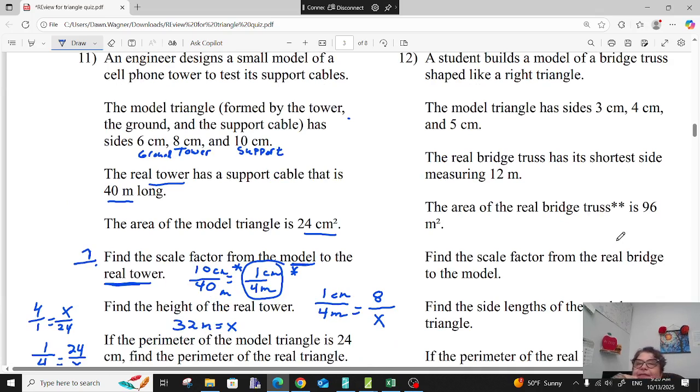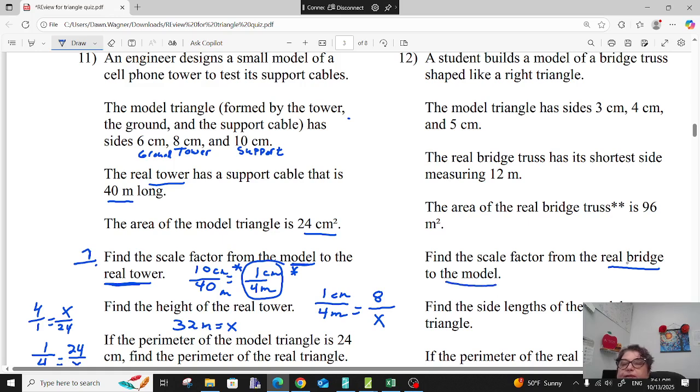A student builds a model of a bridge truss shaped like a right triangle. The model triangle has sides 3 centimeters, 4 centimeters, and 5 centimeters. The real bridge truss has its shortest side measuring 12 meters, right? The area of the real bridge truss is 96 meters squared. Find the scale factor from the real bridge to the model.